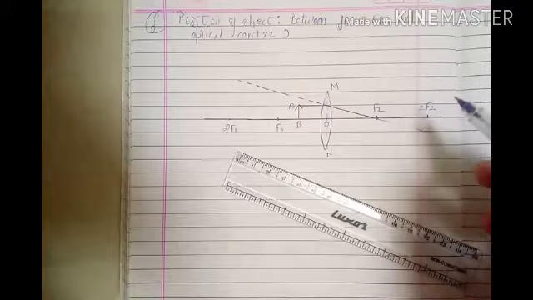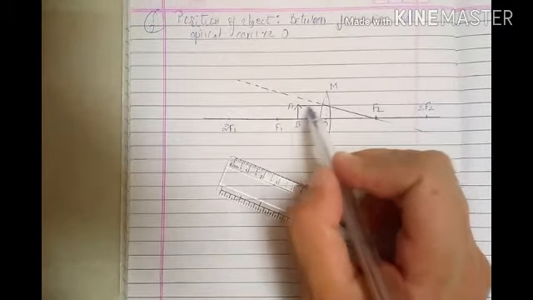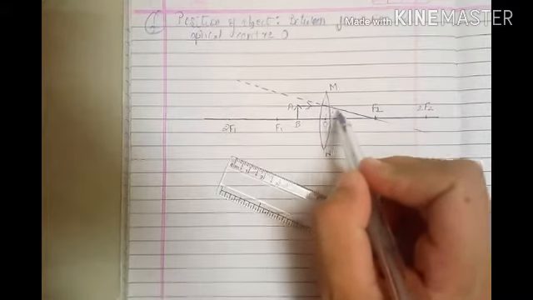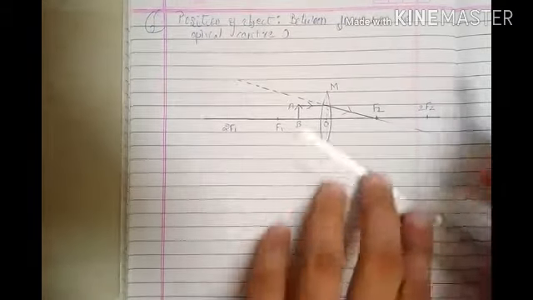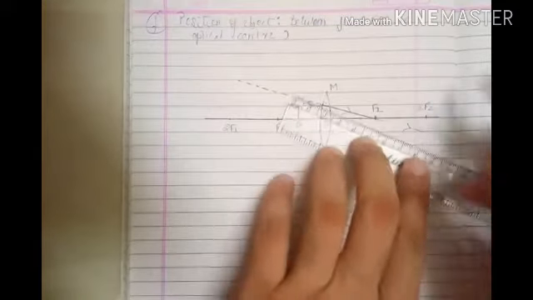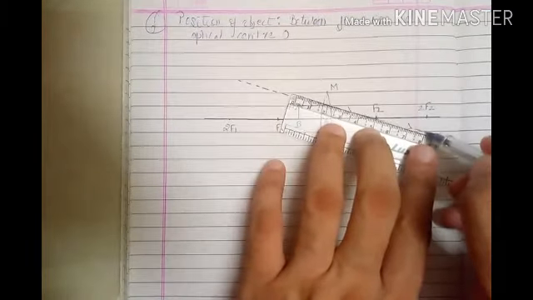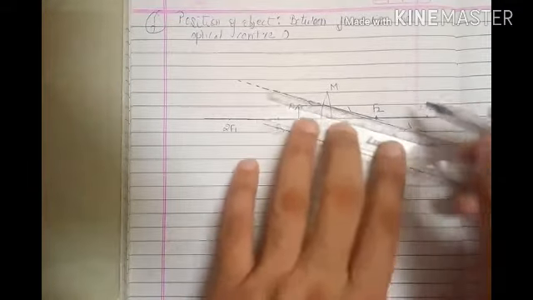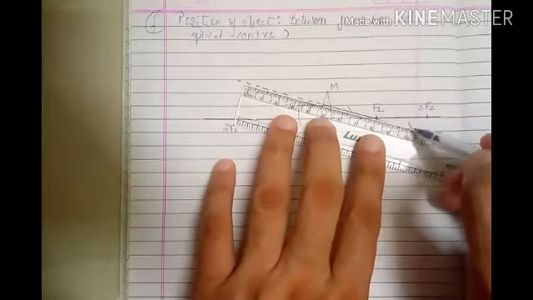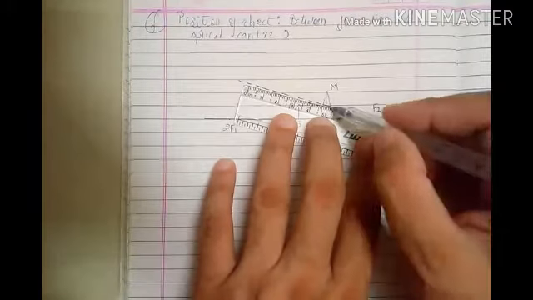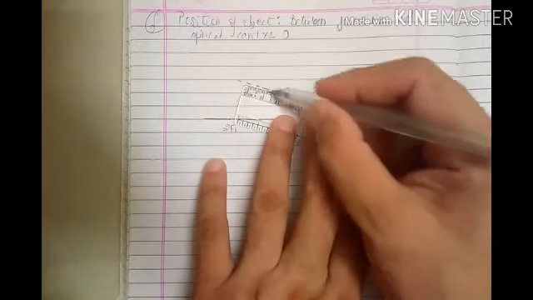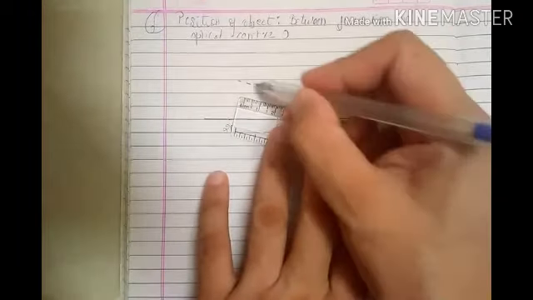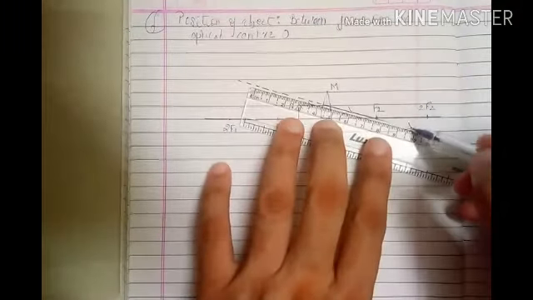Now a ray parallel to the principal axis, draw this arrow. After refraction, it is passing through the principal focus. Now what you do is you just extend this ray. Keep it a straight line like this. So it is passing through f2 and extend it on the left hand side of the lens, this side of the lens. Just extend it using a dashed line.